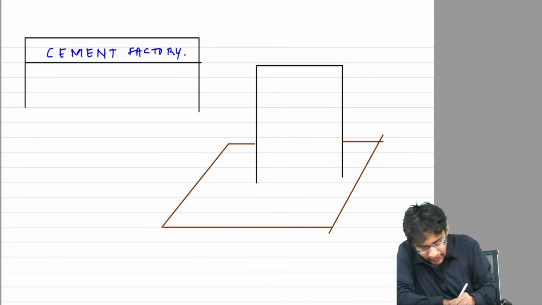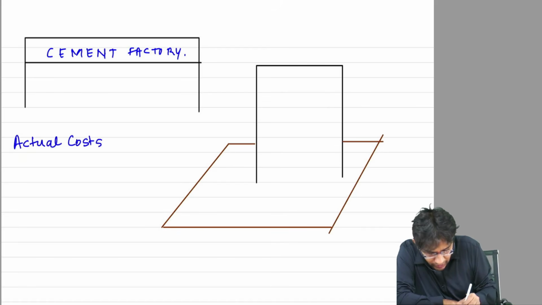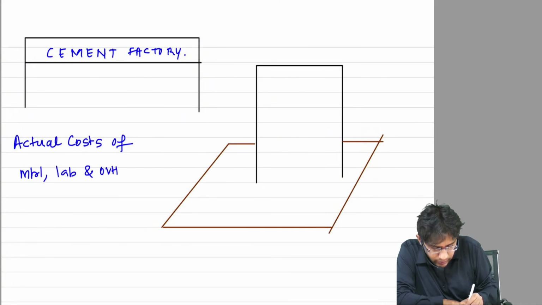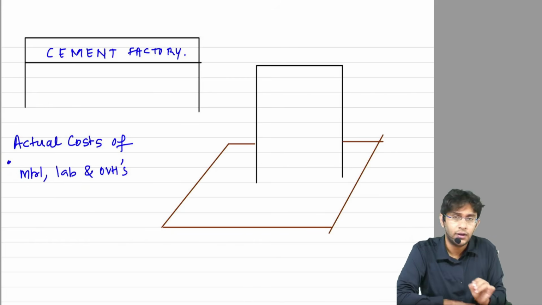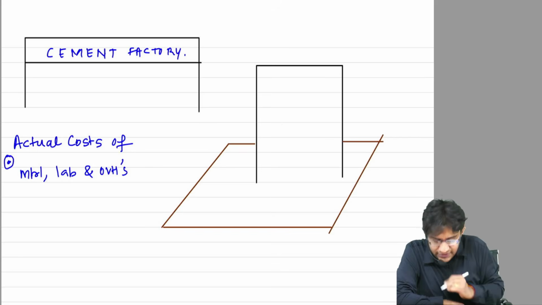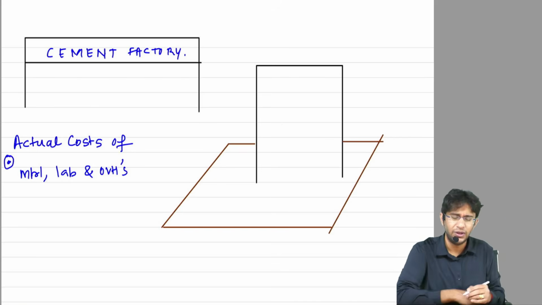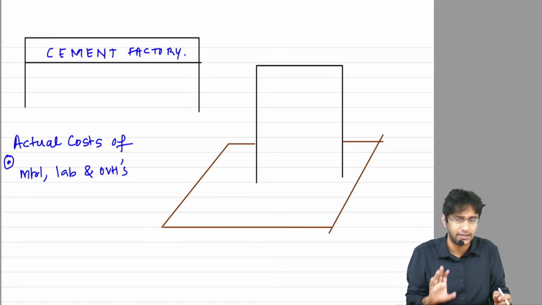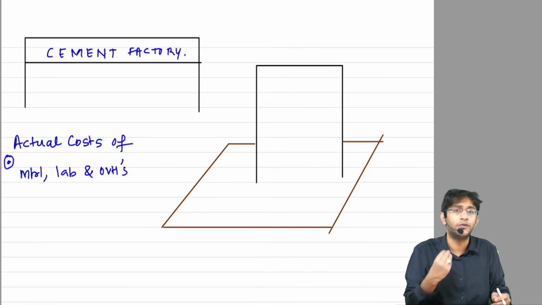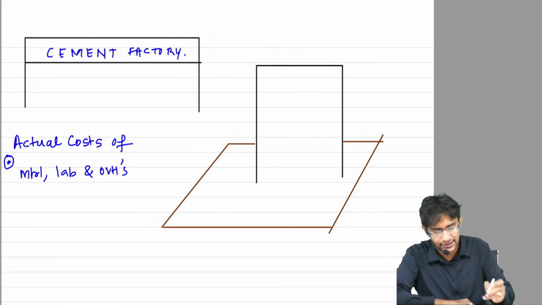Remember the rule very clearly, guys. You have to capitalize only actual costs of material, labor, and overheads. Only actual costs, no notional costs, no notional profits. You cannot capitalize. Sir, what is the meaning of notional costs? Sir, material, labor, overheads are anyway I have to incur, I'll capitalize. That's very easy. What is the meaning of notional cost? Notional cost is, listen, sir.